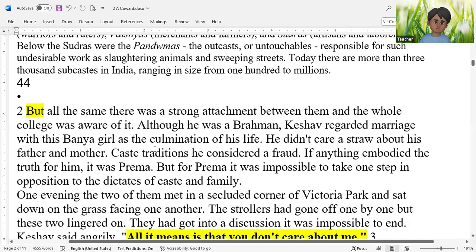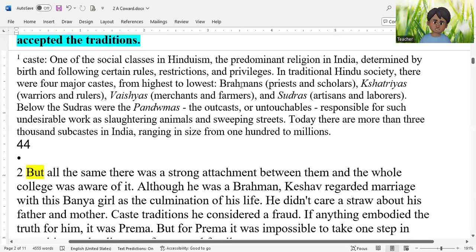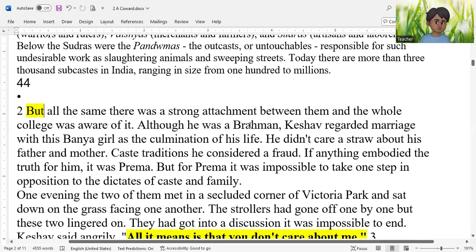Although he was a Brahmin, Keshav regarded marriage with this Banya girl as the culmination of his life. In the first paragraph, you read that Keshav was opposed to the old caste system. Now you find out that Keshav is a Brahmin boy, and Prema is a Banya girl. Now you see the clear caste conflict, Brahmin versus Banya. So Keshav thought that his marriage with this girl, Prema, the Banya girl, is the ultimate purpose of his life. He believed that his life will be meaningful only when he married this girl.